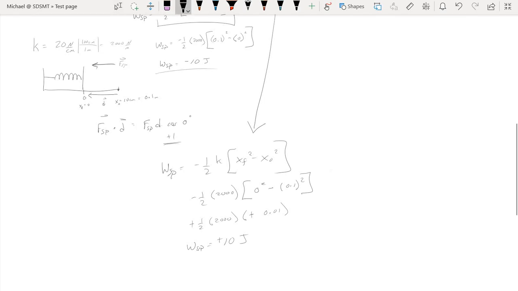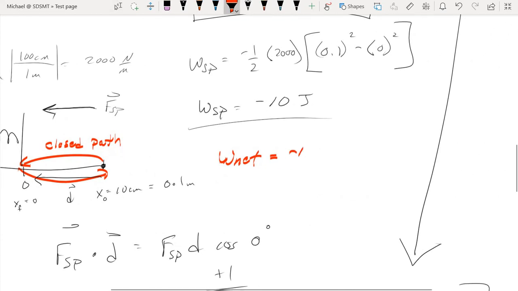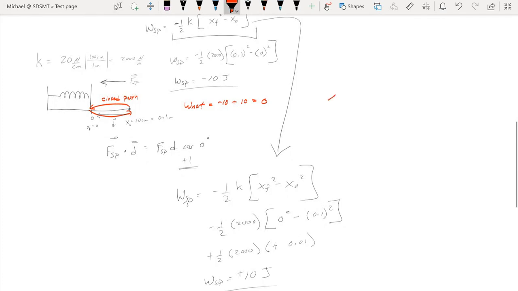So we did negative work moving the spring away from equilibrium, but we did an equal and opposite amount of work returning the spring to equilibrium. In other words, we just went on a closed path journey. We went out to 10 centimeters, came back, and the net work that was done by the spring during that closed path journey was 0. And this means that a spring force falls under the definition of a conservative force. A conservative force is a force that conserves the amount of work that is done over a closed path.